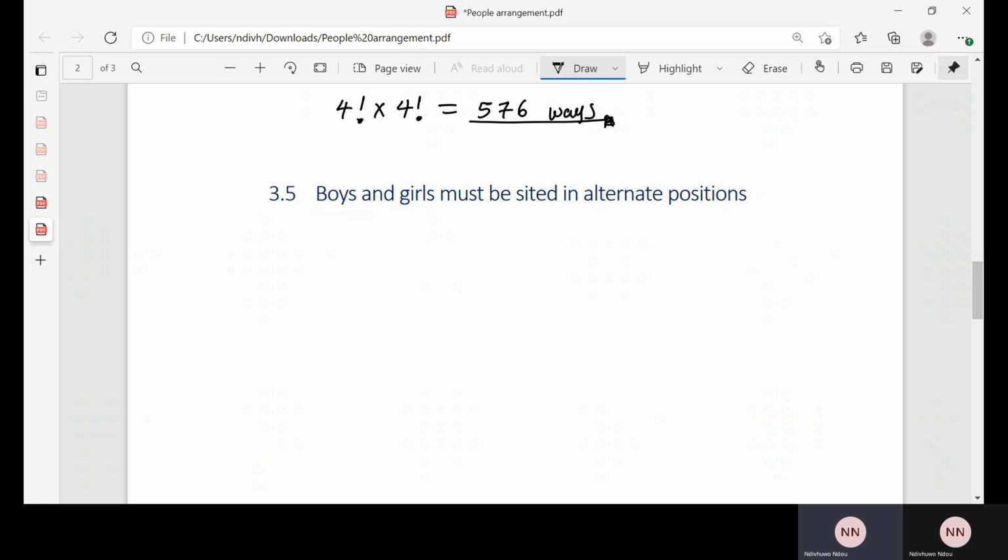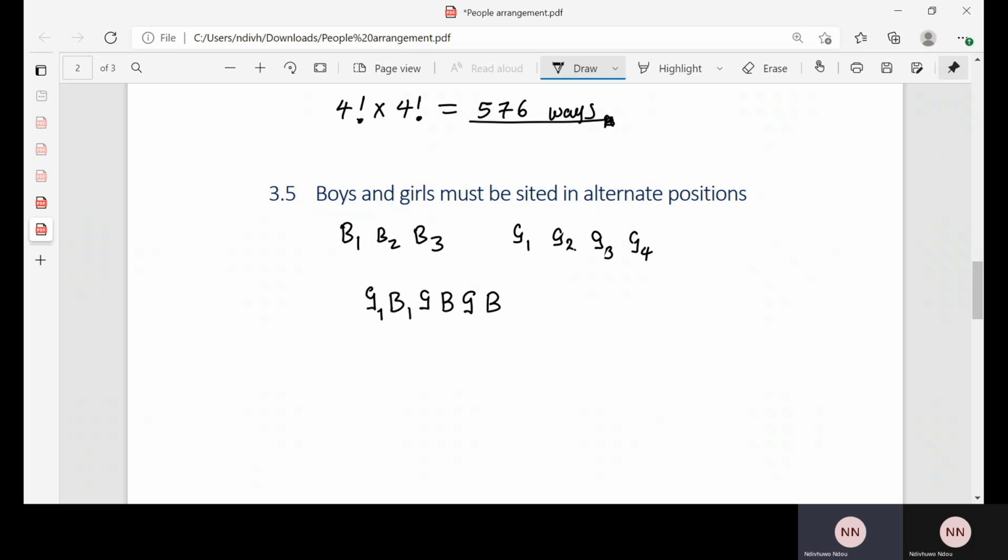The only way to seat people in alternate positions is to start with the ones that have a higher number. What does it mean? Look, we only have 3 boys, boy 1, boy 2, and boy 3. And we have 4 girls, girl 1, girl 2, girl 3, girl 4. The only way that these people can be seated in alternate position is when we start with a girl, then followed by a boy, girl, followed by a boy, girl, followed by a boy.